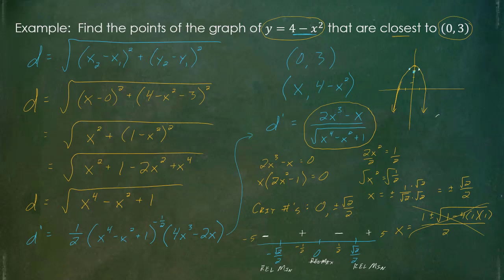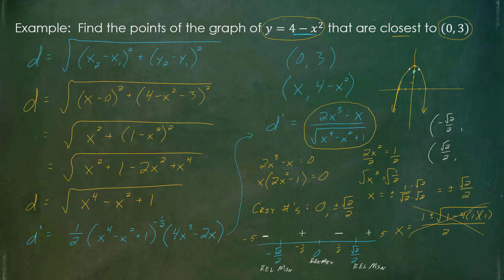So what are those ordered pairs? Well, one of them is going to have negative rad 2 over 2 as the x value. The other one's going to have positive rad 2 over 2 as the x value. And to get the y value, all I have to do is just plug it in. So if I did 4 take away, it should be the same y value, because squaring each of these is going to come back positive.